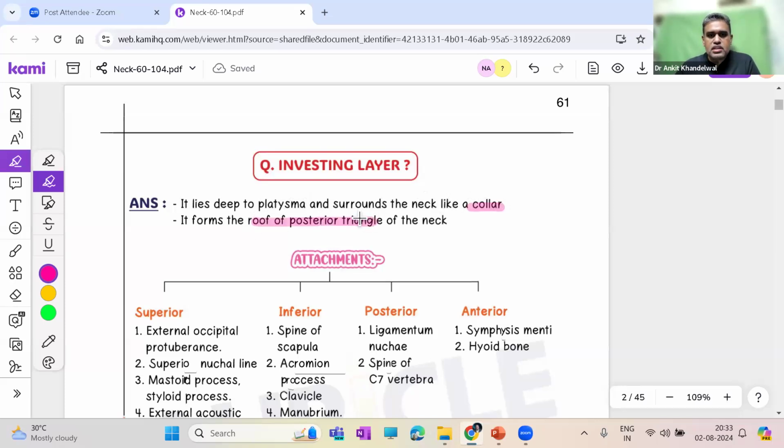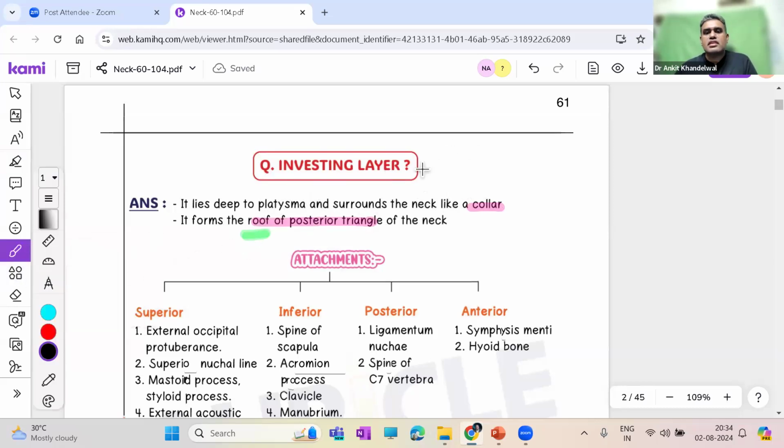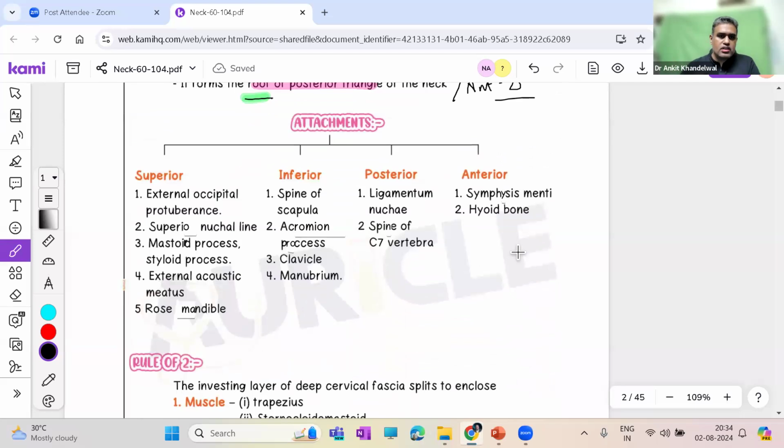It forms the roof of the posterior triangle. So we have the triangles also that you'll see, and it forms a roof. Why roof? Because the investing layer is the outermost layer of deep cervical fascia. There are spaces in the neck outside, which we call the posterior triangle or anterior triangle. If you imagine the collar over here, it is forming the roof of all the triangles. So it forms the roof of the posterior triangle and also the anterior triangle.